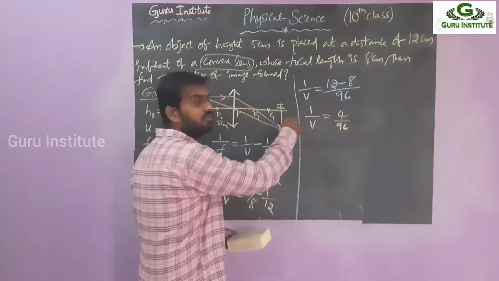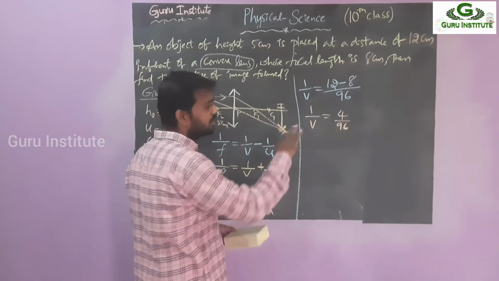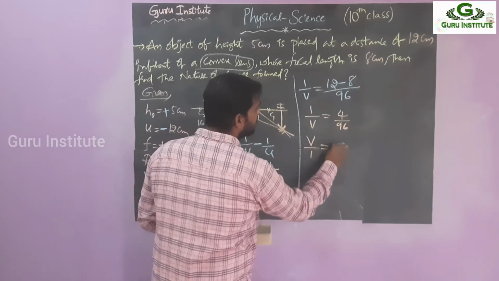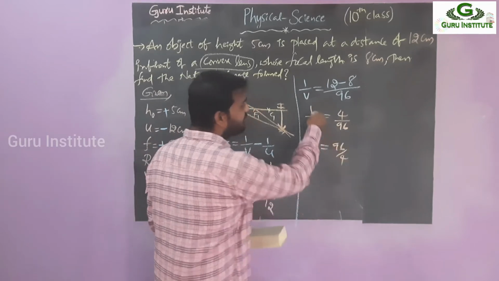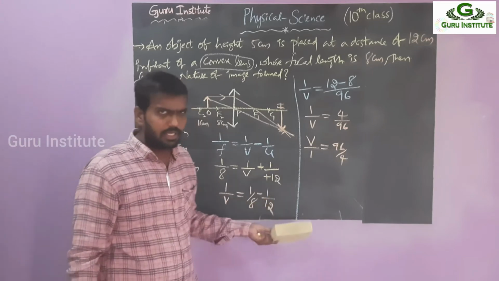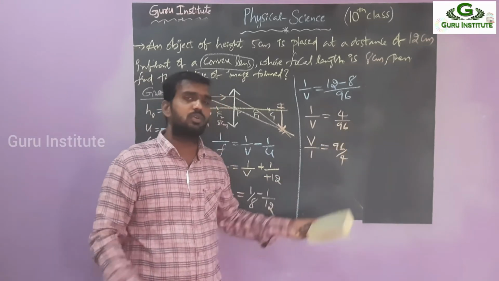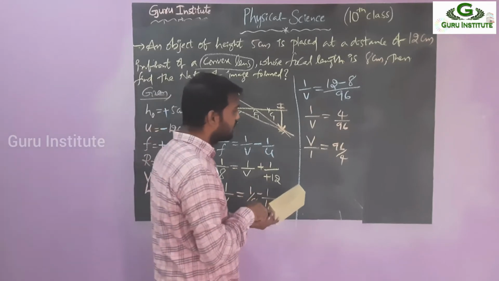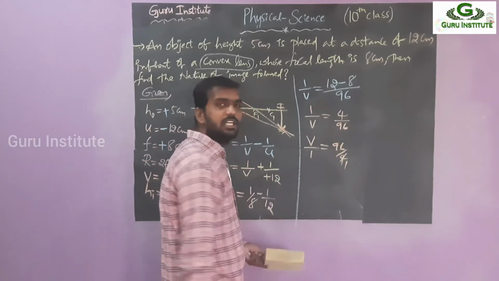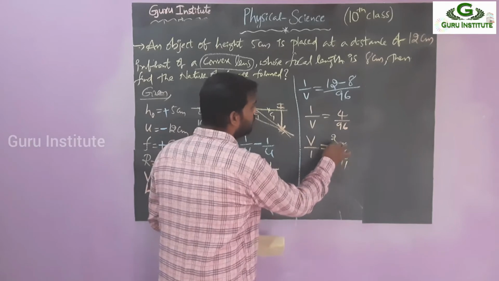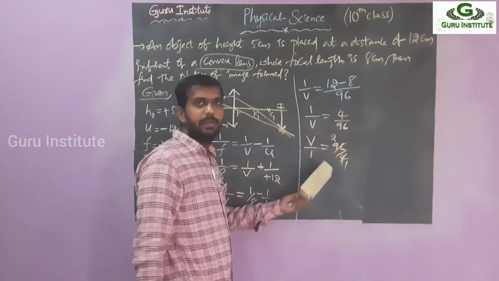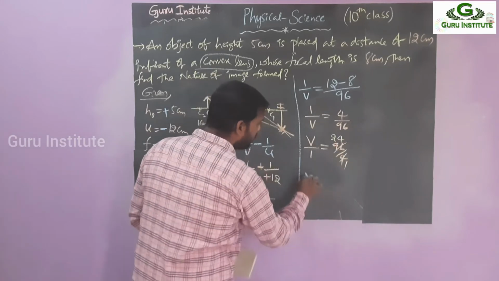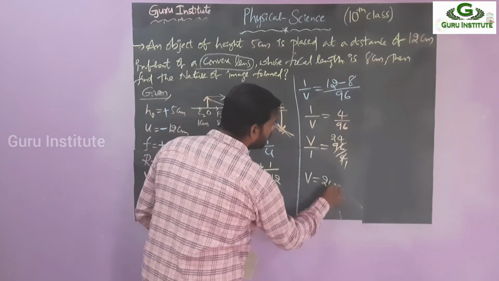But we don't need 1 by v. We need what? V. So simply reciprocal. V by 1 is equal to 96 by 4. Left side numerator by denominator becomes denominator by numerator, then the right side also is reversed. So v by 1 equals 96 by 4. Then simply cancel it. What do you get? 4 1s are 4, 4 2s are 8. Remaining how much? 1. 1 and 6, 16. 4 4s are 16. What do you get? V is equal to 24 centimeter.